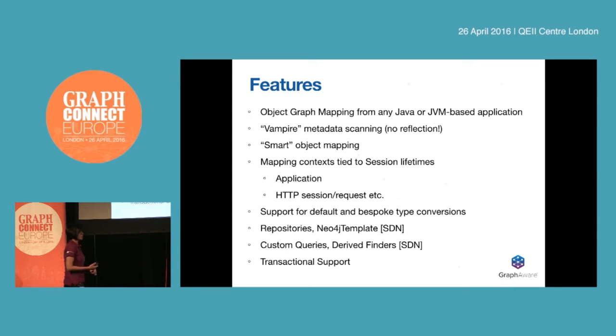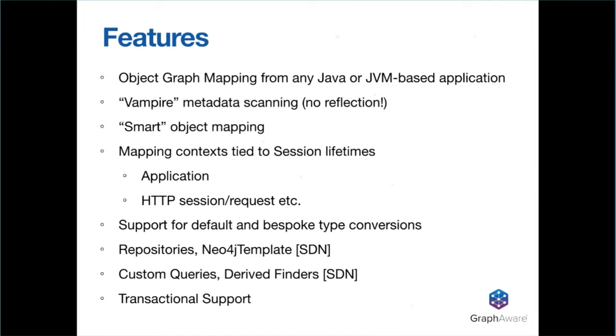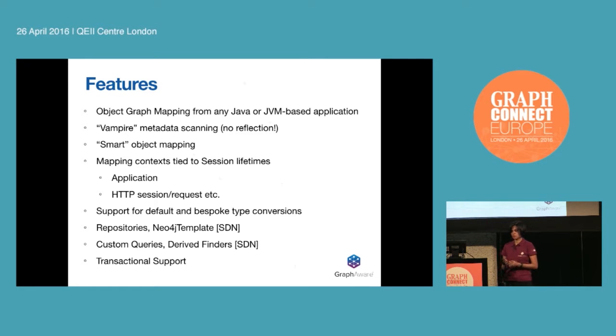So the first feature is the fact that the OGM is separated, so you can now do object graph mapping from just the OGM library. You need not pull in any Spring dependencies. To be able to do this, we need to understand what your domain model looks like. So you have your entities which are annotated. That is all metadata that we use to translate your domain model into the graph. We do that by scanning the classes that you tell us contain your domain objects. We read those classes, but we don't use reflection, and that's why it's called vampire metadata scanning. There's no reflection, so your startup times are much faster, and your application as a whole will come up much quicker than had we used reflection to read all this.